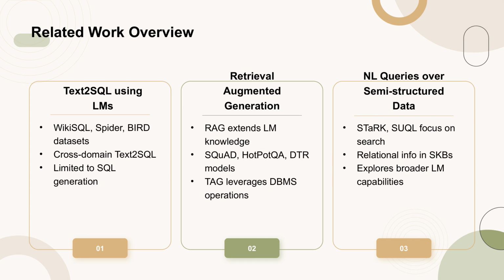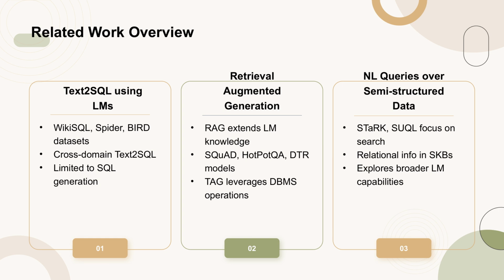Retrieval-augmented generation (RAG) has enabled language models to extend their knowledge by accessing large text collections. Models like SQuAD and HotpotQA focus on question answering over single and multiple document sources, respectively. The Dense Table Retrieval (DTR) model extends RAG to tabular data, and the TAG model further enhances this by leveraging DBMS operations for exact computation.